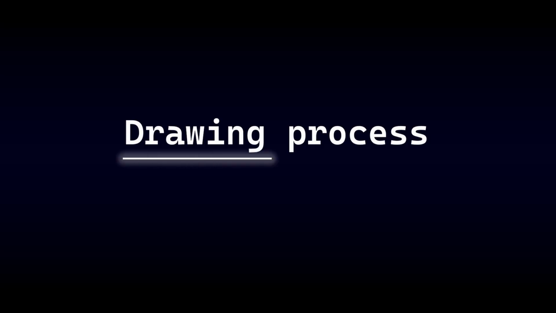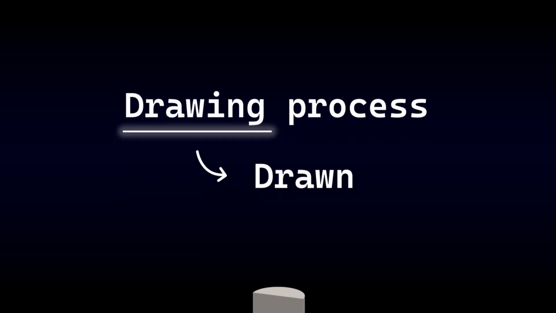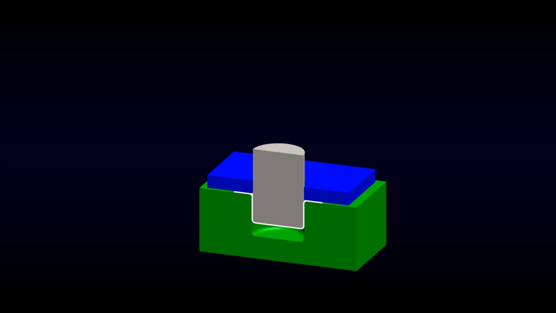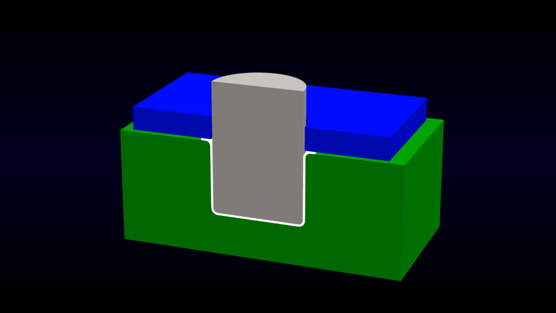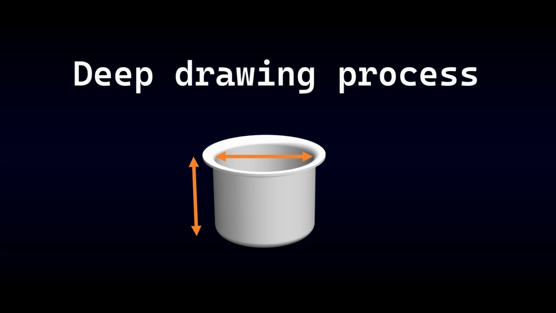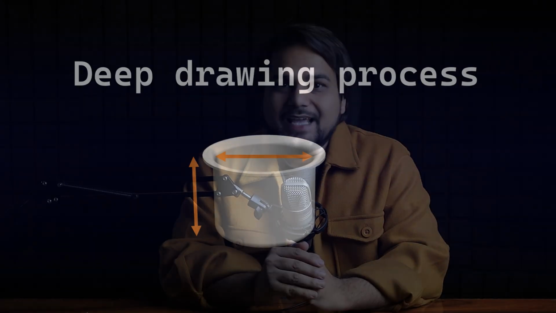But this has nothing to do with sketching or painting. The term drawing here comes from the word drawn, which refers to pulling or stretching a metal into a die to form the desired shape. And when the depth of the final shape is greater than its diameter, then we call this process deep drawing. And this video is all about the deep drawing process.